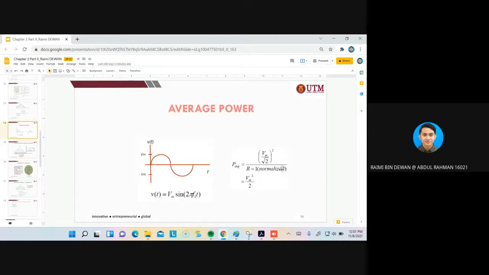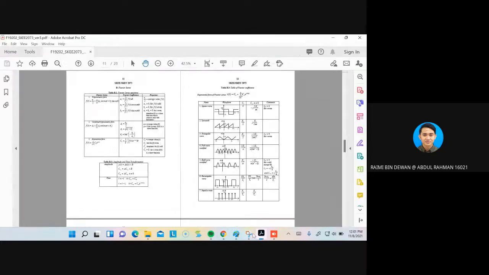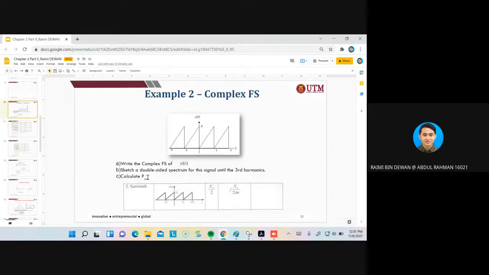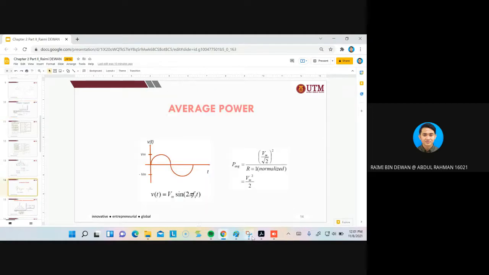So here, okay, this is the average power. The next question asks you to calculate the average power. You see the average power. So you need to calculate the average power.